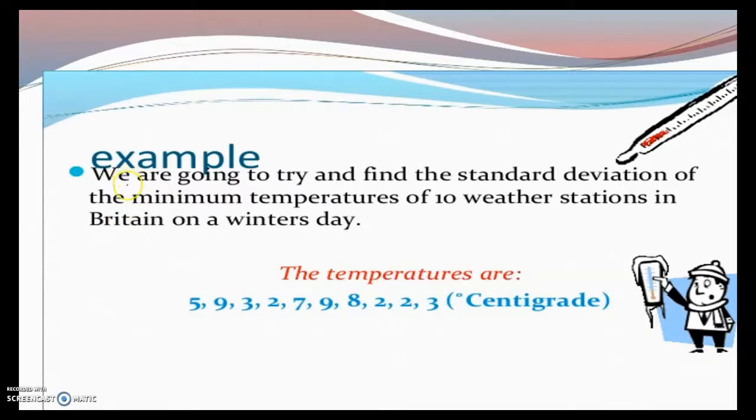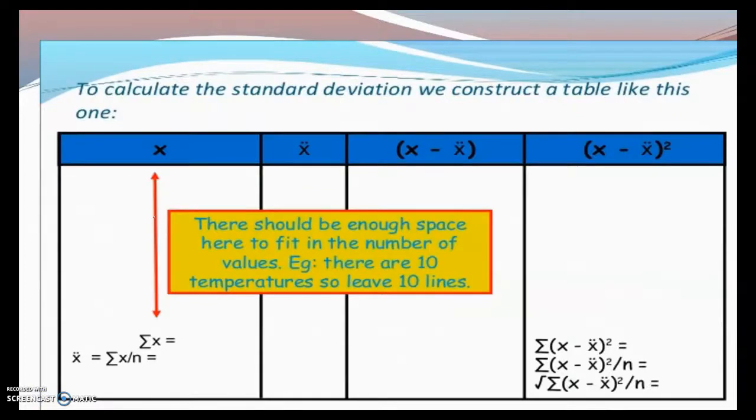Here is an example. We are going to try and find the standard deviation of the minimum temperatures of 10 weather stations in Britain on a winter's day. The temperatures are 5, 9, 3, 2, 7, 9, 8, 2, 2 and 3. For this purpose, first we have to construct a table. First column x, then x bar, then x minus x bar, then x minus x bar square. All these you should write in the table. Okay.